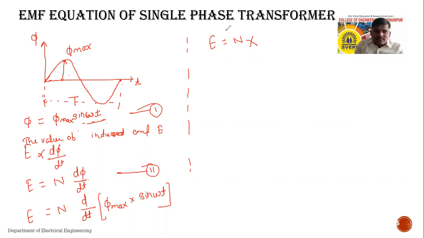Phi max into omega cos omega t, right? So see, phi max is constant. We want to take the derivative of sin omega t with respect to t. So the derivative of sin is cos omega t. Again, by using the chain rule, the derivative of omega t with respect to t: the derivative of t with respect to t is equal to 1. So only omega will remain.